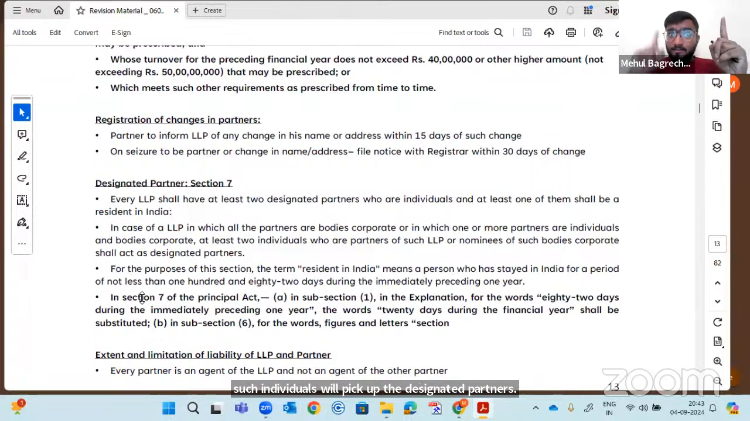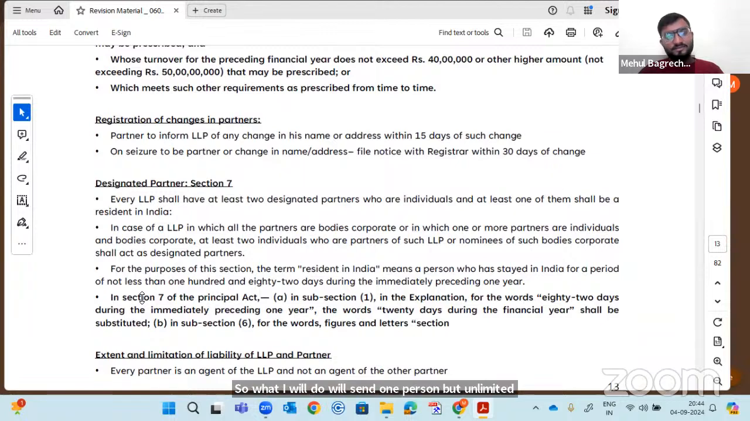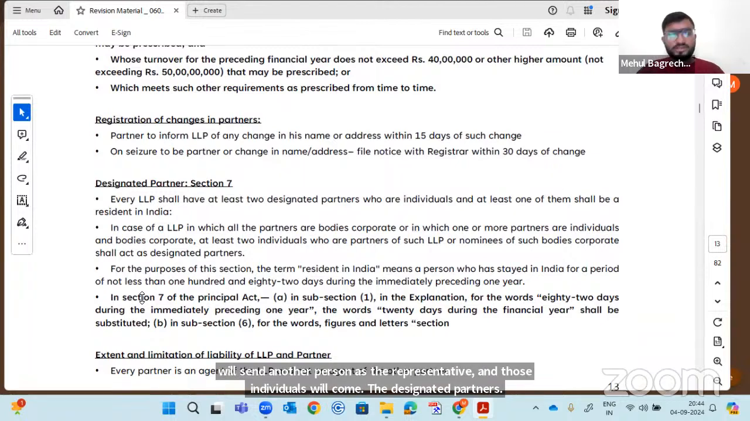Tata Limited, Bata Limited are partners of Batata LLP. Now, can I have Tata Limited and Bata Limited as the designated partners? Not possible, because a designated partner has to be an individual. So Tata Limited will send one person, Bata Limited will send another person as their representative, and those individuals will become the designated partners. Clear, everyone? Next.